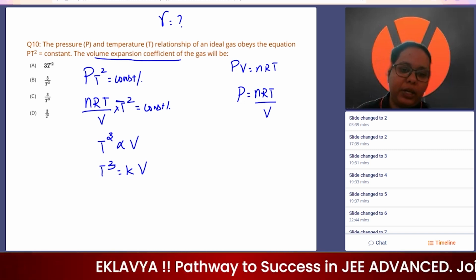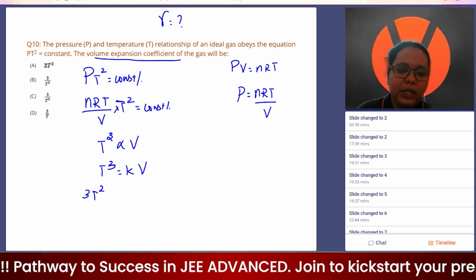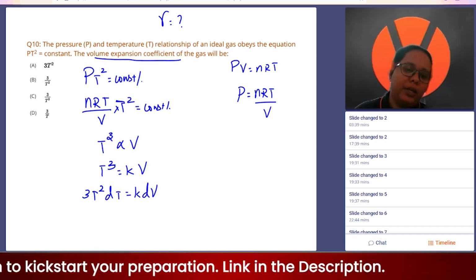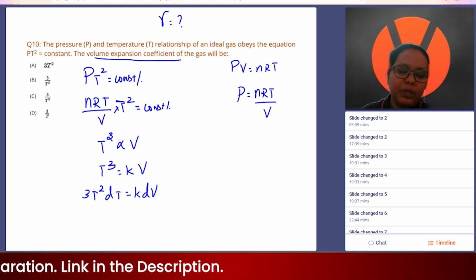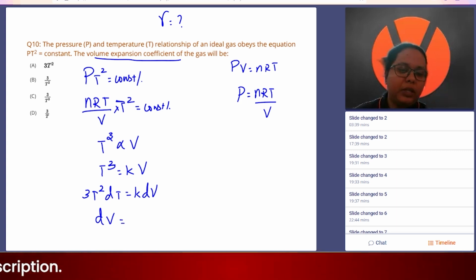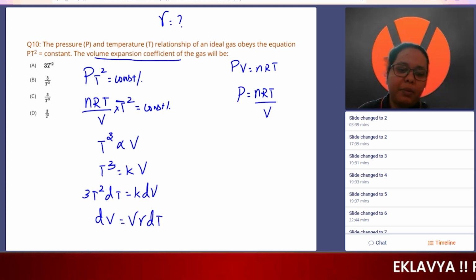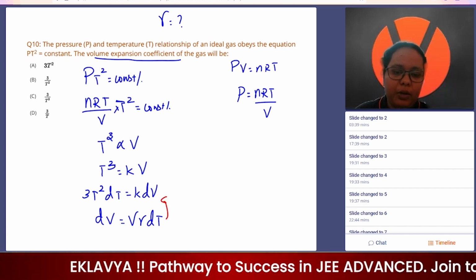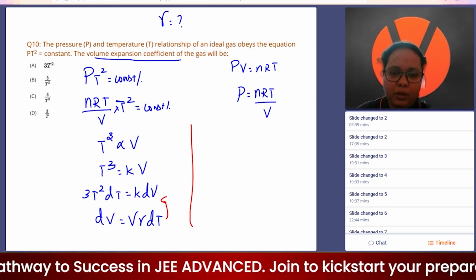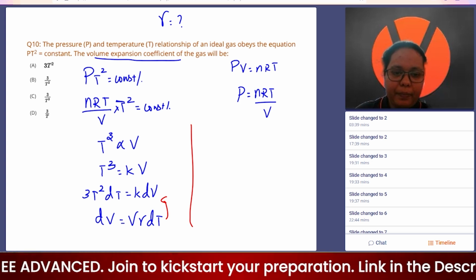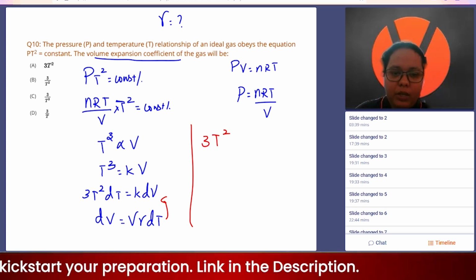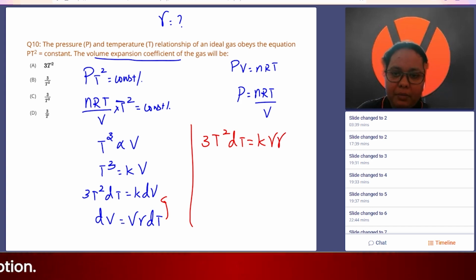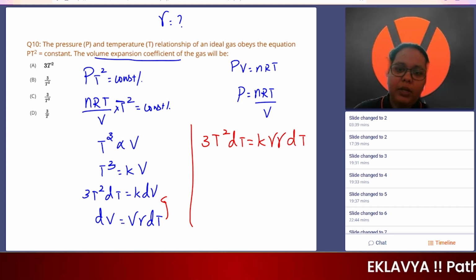So if you are differentiating, what you will get is 3T square dT, which is equal to K into dV. For dV, what is the value? We know dV is equal to V gamma dT. So if you are substituting this value in this expression, what you will get is 3T square dT equals KV gamma into dT again.